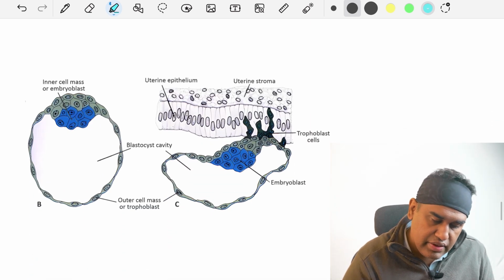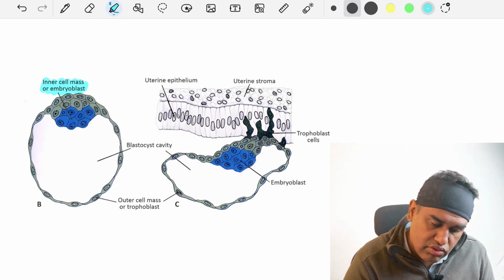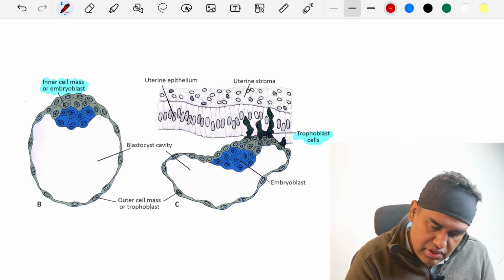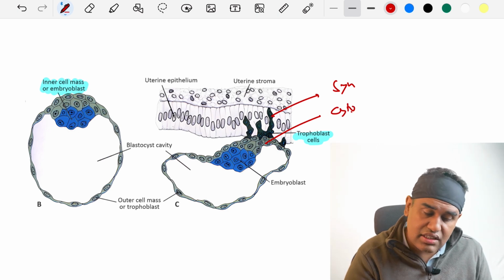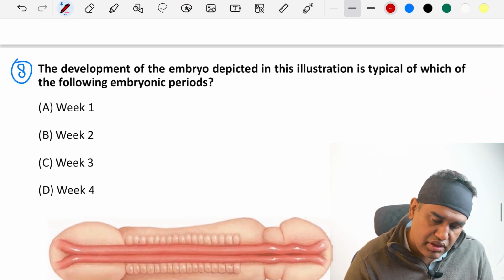Have a look over here in this image. This blue color is the inner cell mass or embryoblast, and this outer part is your trophoblastic cells. In these trophoblastic cells, this over here is the syncytium, and this over here is the cytotrophoblast. But the division is occurring from the cyto towards the syncytium. This you have to understand.